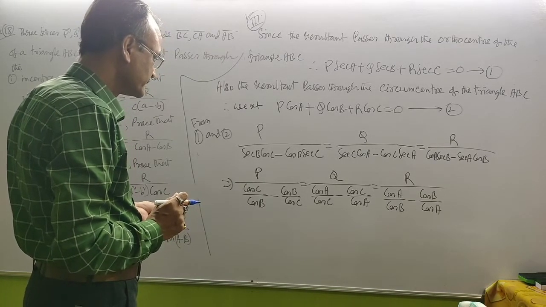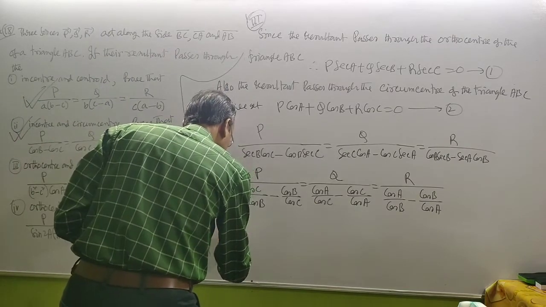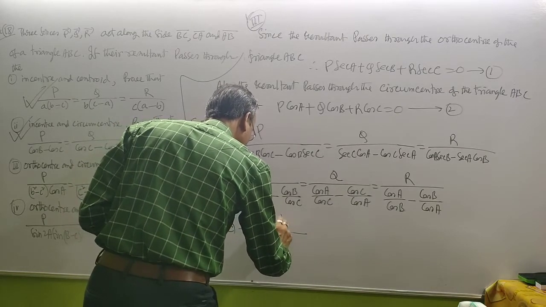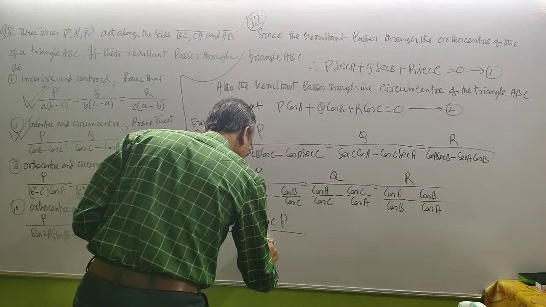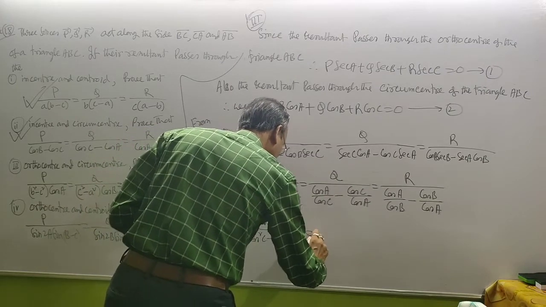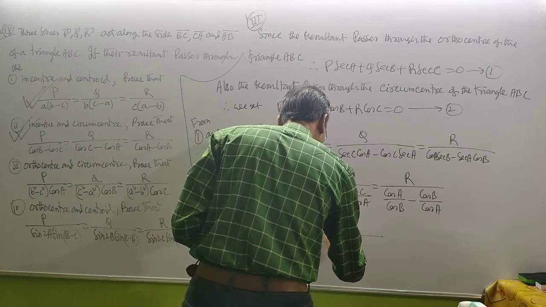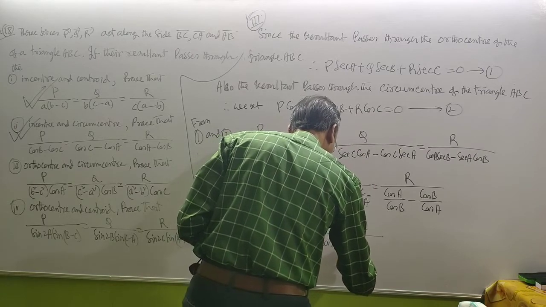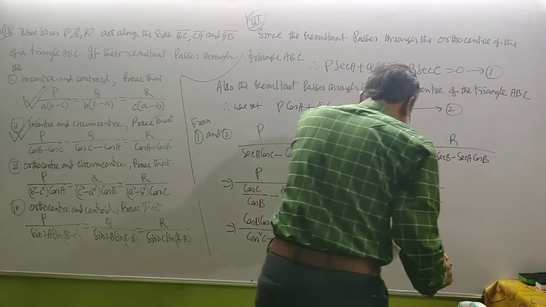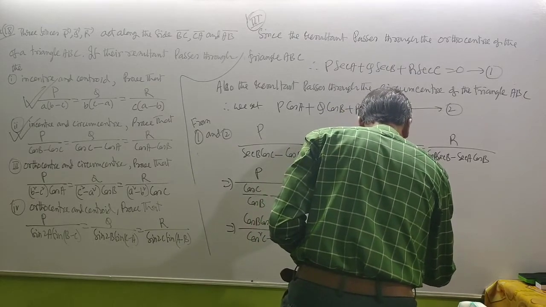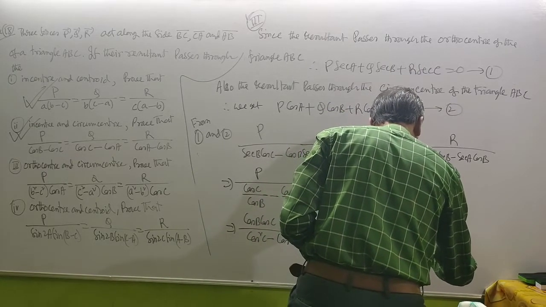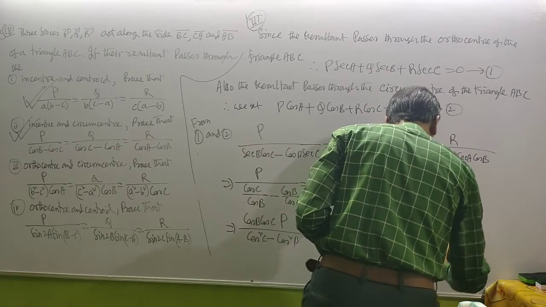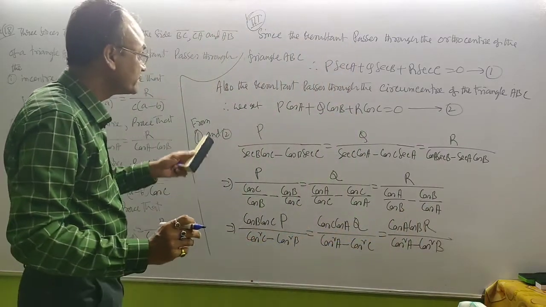Cos B cos C. This means you will get here cos B cos C P (cos square C minus cos square B) should be equal to cos C cos A Q (cos square A minus cos square C). This is equal to cos A cos B R (cos square A minus cos square B).